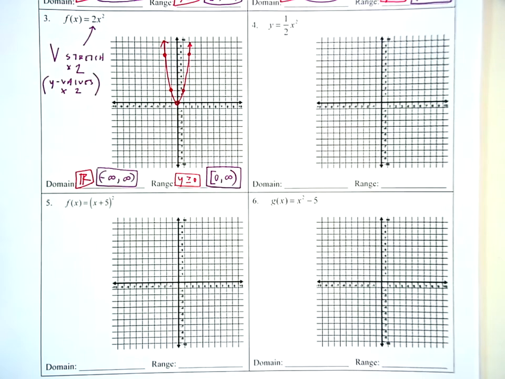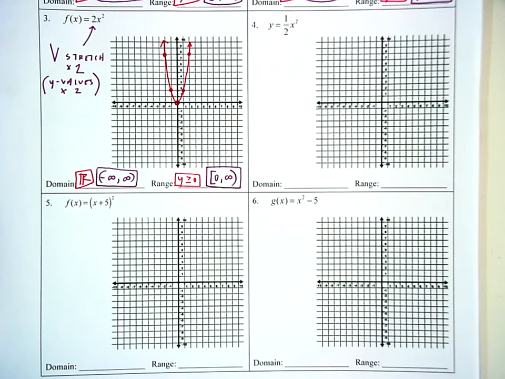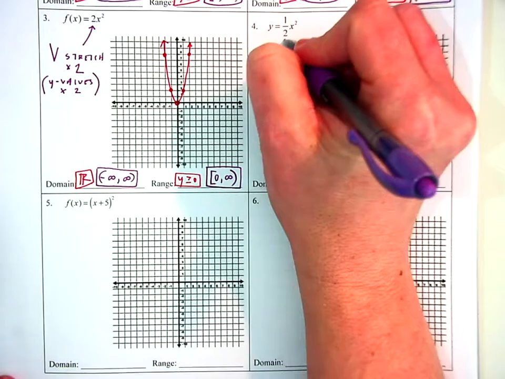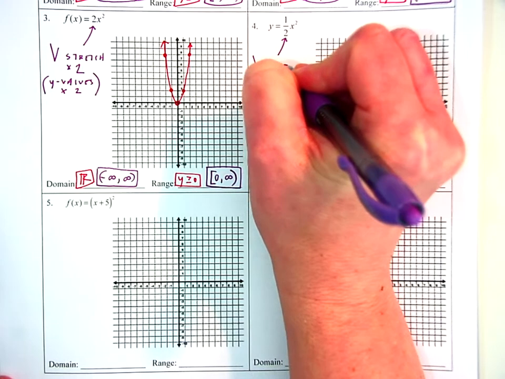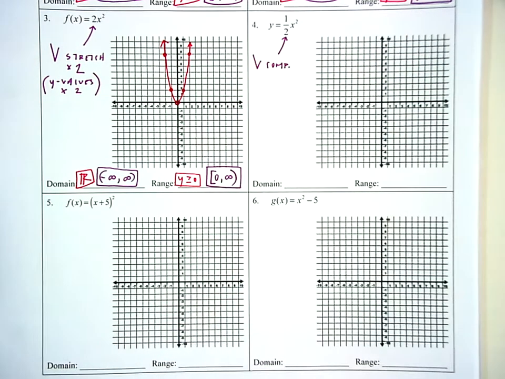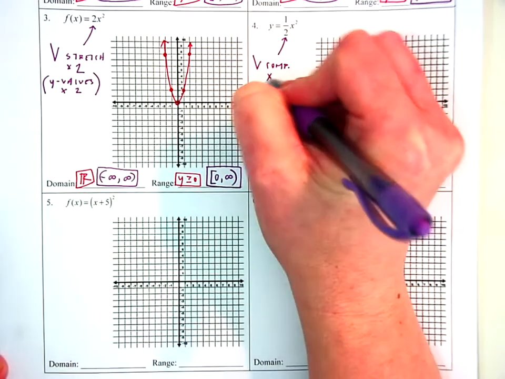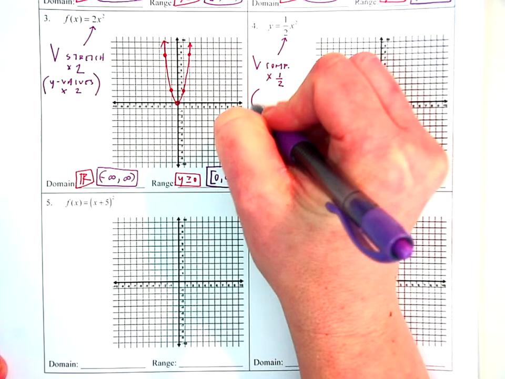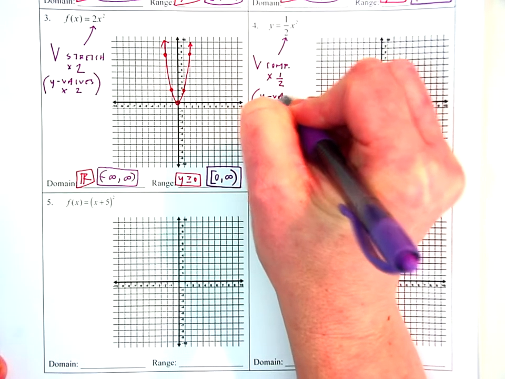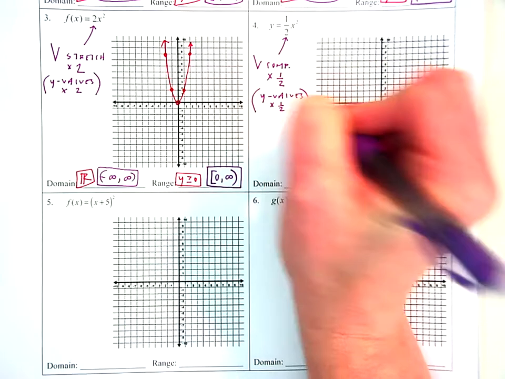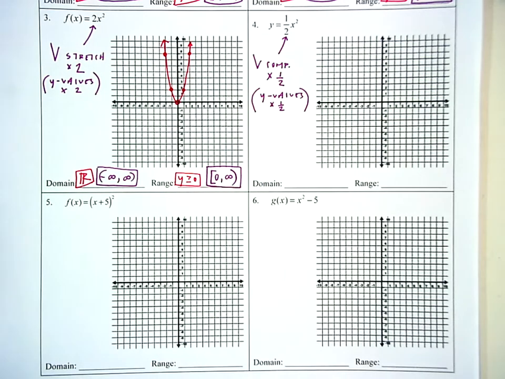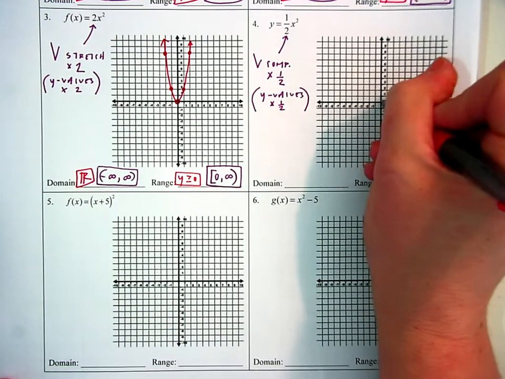All right, next one. So here I have y equals 1/2 x squared. So right here, that 1/2, it's a vertical compression. Actually abbreviate like that. So a vertical compression by a factor of 1/2. So all of the y values are going to be multiplied by 1/2. They're all going to be cut in half. Okay, go back to the starting point for the parent. We start at the origin.